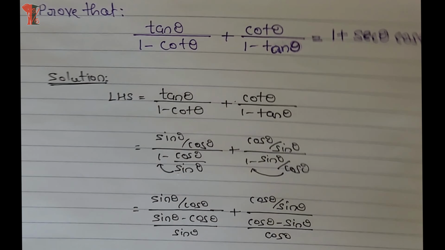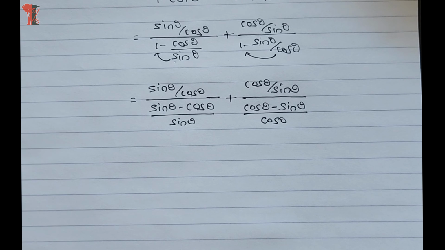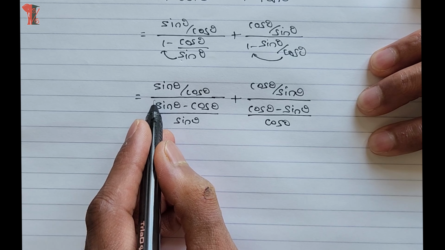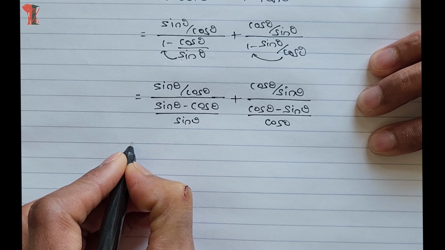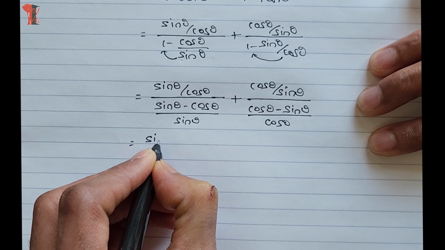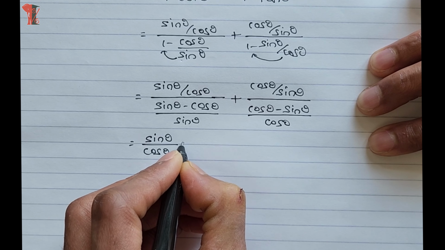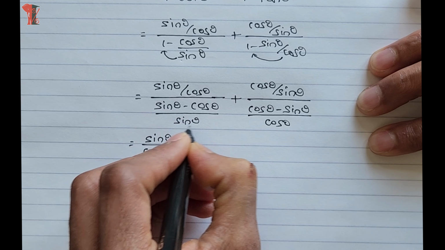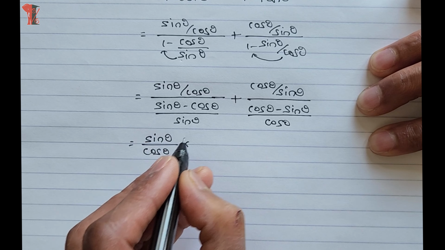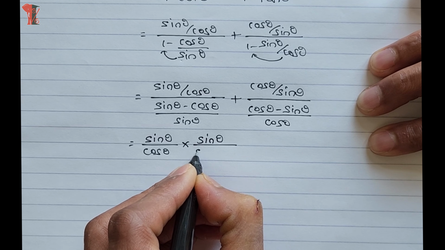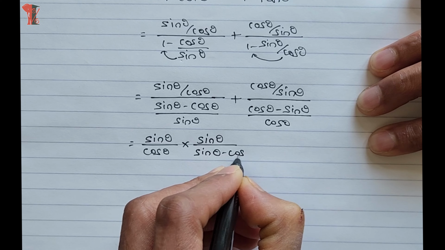So let us simplify it first. Now you can see here this sin theta and this denominator can be taken to numerator. How we will take that? Now see, this is sin theta by cos theta multiplied by, see, this part gets reciprocal. That means it becomes sin theta by sin theta minus cos theta.